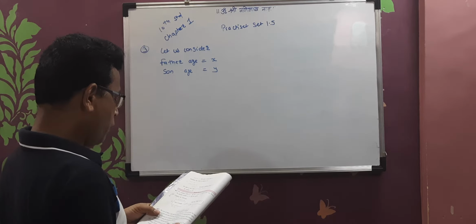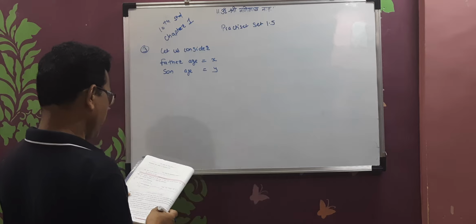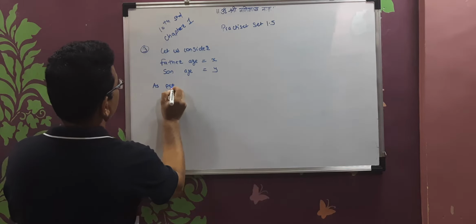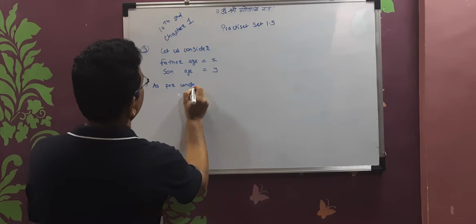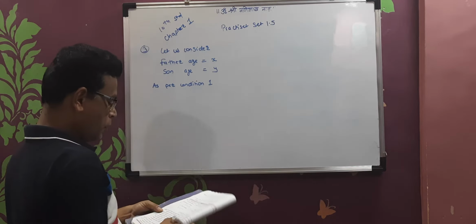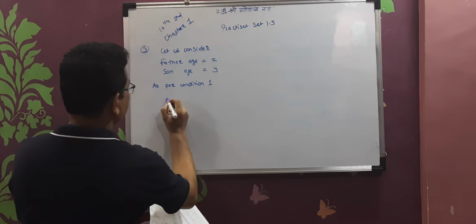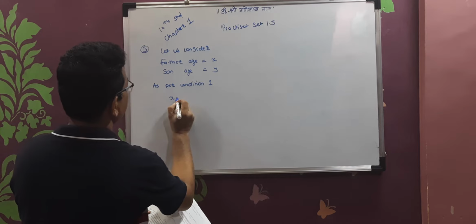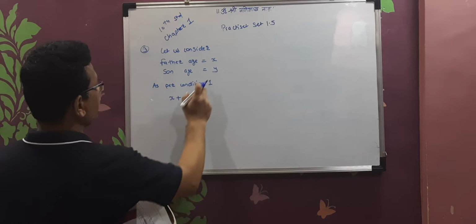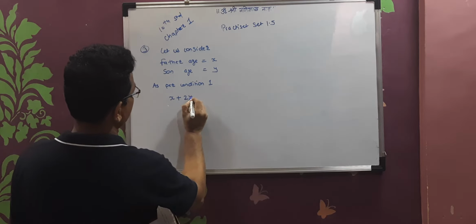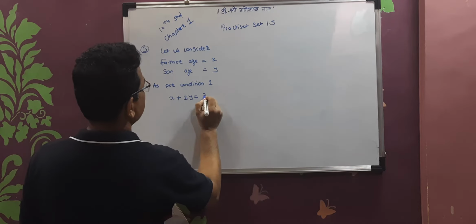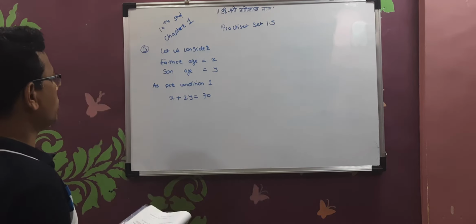Now, the sum of father's age and twice the age of his son is 70. So as per condition 1, what have they written? The sum of father's age, so father's age is x, and sum, so we have to add, and twice the age of his son. Son's age is y, so twice means 2y, is 70. This is condition number 1.